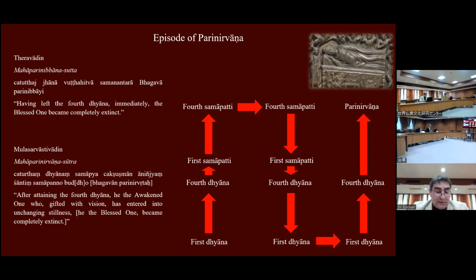The Mulasarvastivadin school gave a slightly longer version in which the use of the possessive adjective kakshusman is by no means negligible. I quote, after attaining the 4th dhyana, he, the awakening one, gifted with vision, that is the possessive adjective kakshusman, has entered into unchanging stillness. He, the Blessed One, became completely extinct.